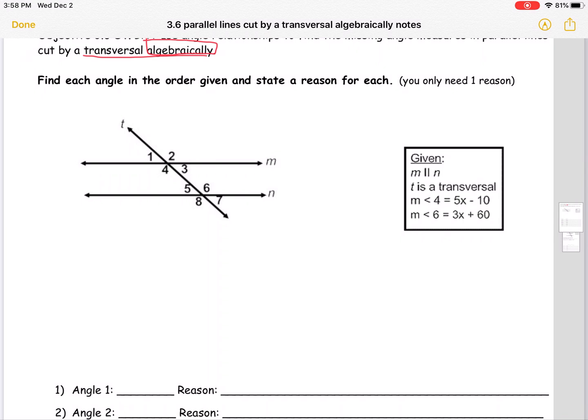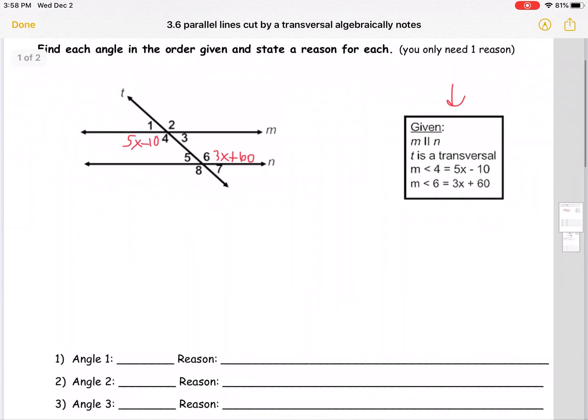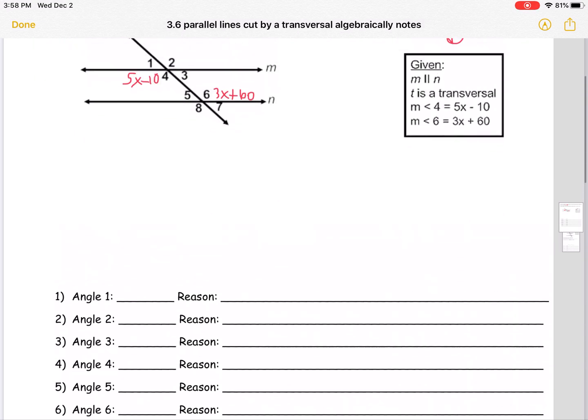So number one, find each angle in the order given and state a reason for each. Okay, so here, this is what we're given. Measure of angle 4 is 5x minus 10, and measure of angle 6 is 3x plus 60. So I know that this angle right here is going to be represented by 3x plus 60. And this angle right here, angle 4, is going to be represented by 5x minus 10. Now, I need to find the measure of angle 4 and the measure of angle 6.